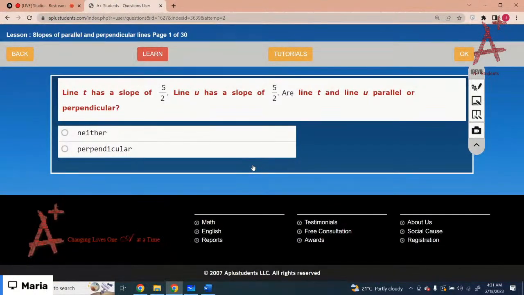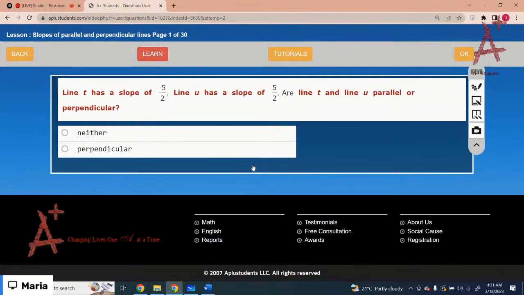Okay, line T has a slope of negative 5 over 2 and line U has a slope of 5 over 2. Are line T and line U parallel or perpendicular? If the lines are parallel, they have exactly the same slope. Now the slope of T is negative 5 over 2 and the slope of U is 5 over 2.